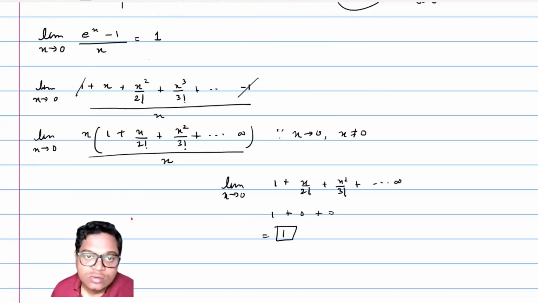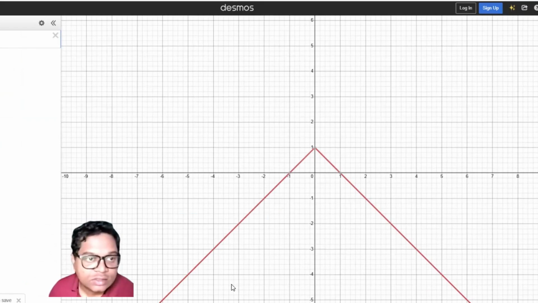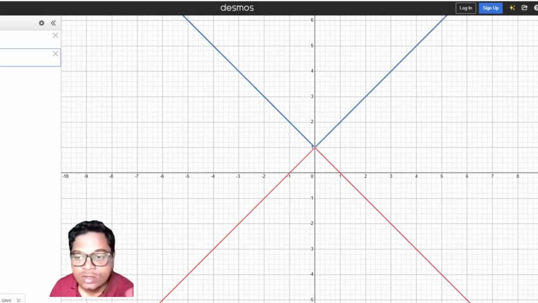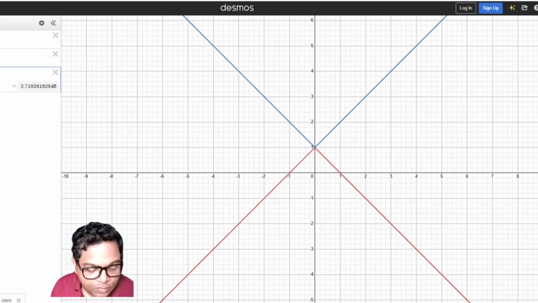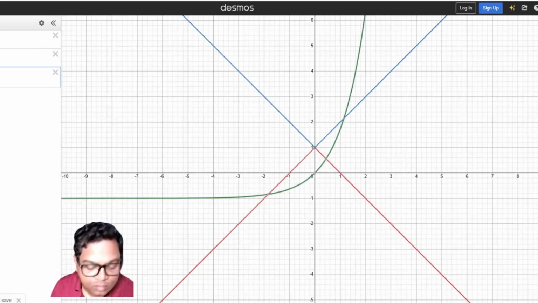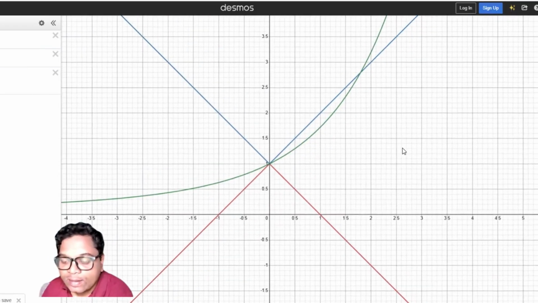Now the same thing can be done using a sandwich theorem. So let me show that. This is mod x plus 1. Okay, so this graph looks like this. And below that, I have negative mod x plus 1. So you can see that they form a graph which are like reflection of each other. And in this, I'm going to have (e raised to x minus 1) upon x. Okay, so you can see this.